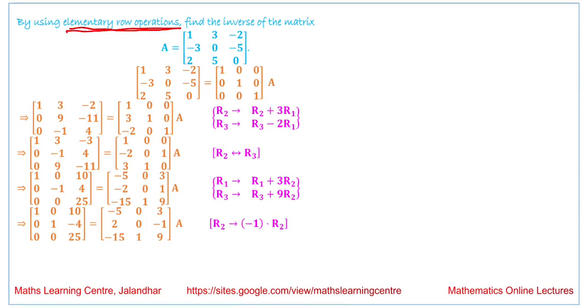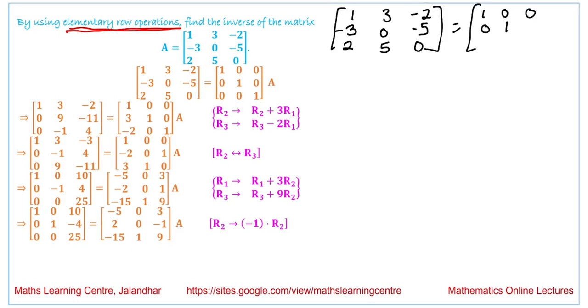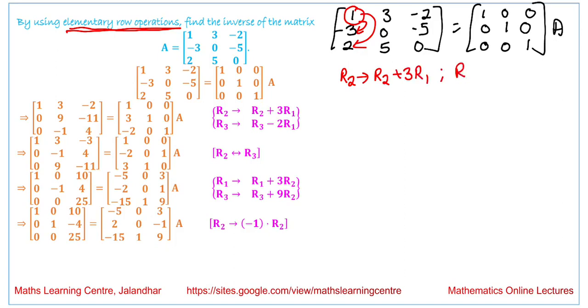So we start solving this by writing: the matrix [1 3 -2; -3 2 0; 5 -5 0] equals the identity matrix [1 0 0; 0 1 0; 0 0 1] into A. Now look at this element over here, it is 1. With the help of this 1 we are going to make these two terms 0. So we are writing row 2 approaches row 2 plus 3 times row 1, and row 3 approaches row 3 minus 2 times row 1.